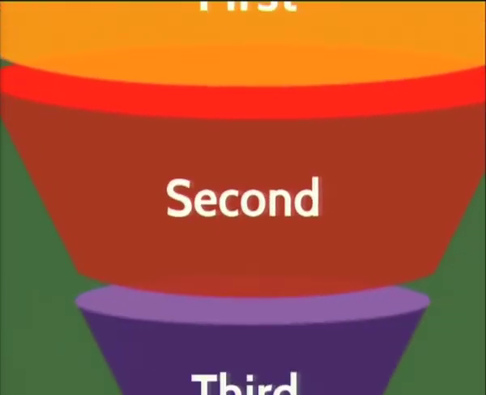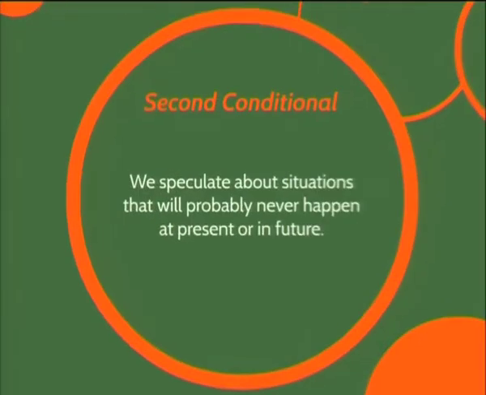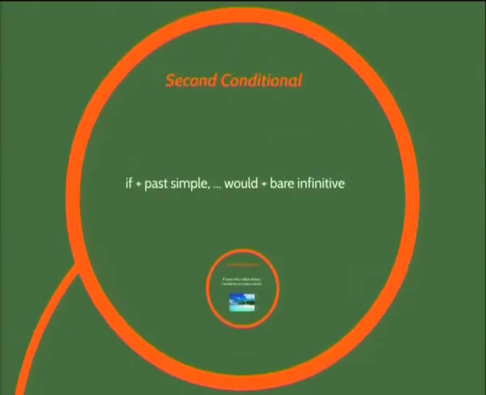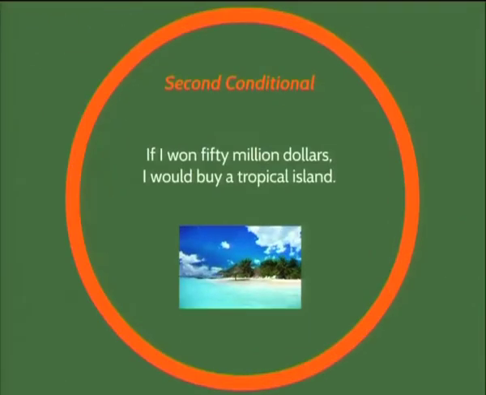Now, second conditional. The second conditional is used to speculate about situations that will probably never happen at present or in future. Let's see how to form the second conditional. You can do it using if plus past simple and would plus bare infinitive in the main clause. If I won $50 million, I would buy a tropical island.